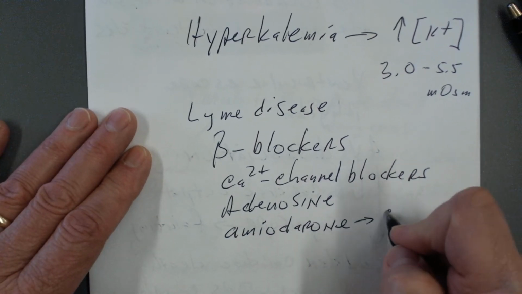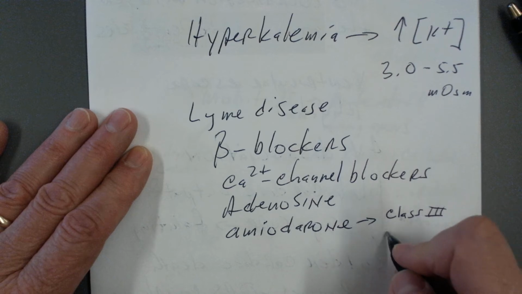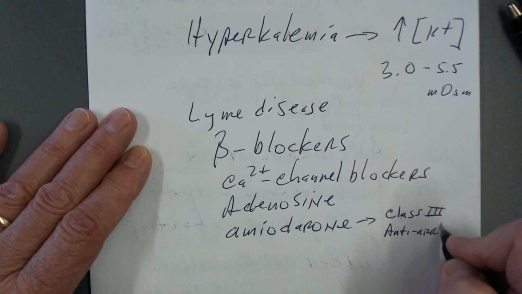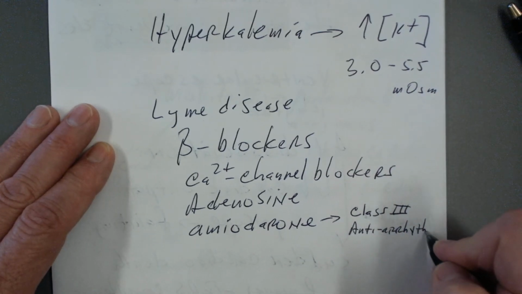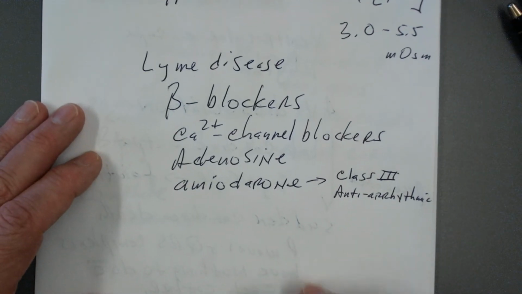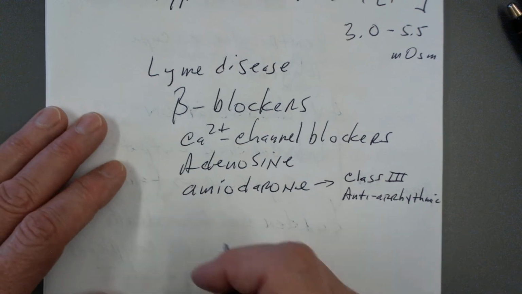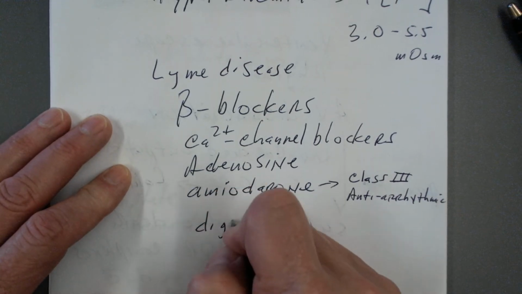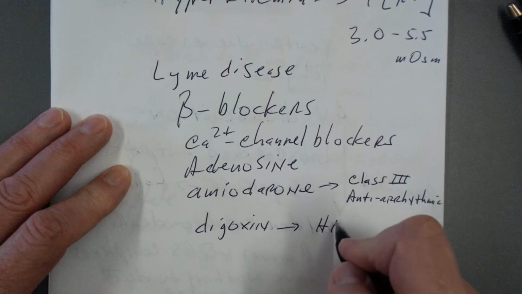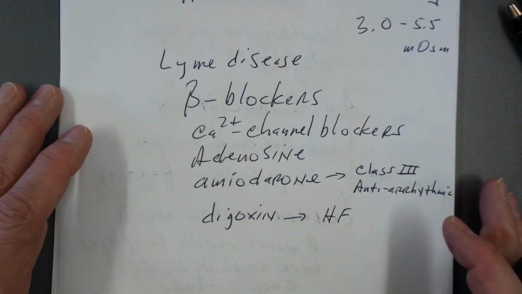Amiodarone is a class 3 antiarrhythmic. It has a very long half-life. It's a difficult drug to deal with. And then another drug called digoxin. Digoxin is typically used in heart failure, but that can also cause heart blocks.